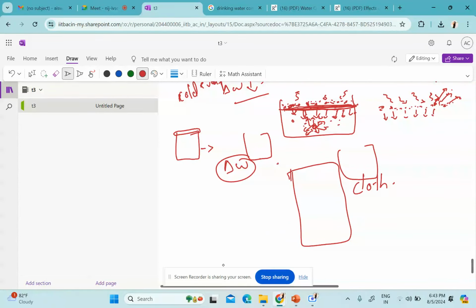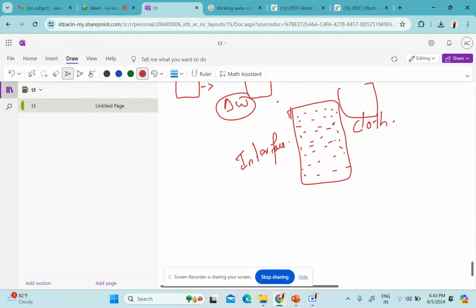Cloth means the water molecules are stuck into the surface of the clothes. So here the bulk water is not present. This is the interface. So what happened here? You have heard about interfacial evaporation. These are the pores of the cloth.